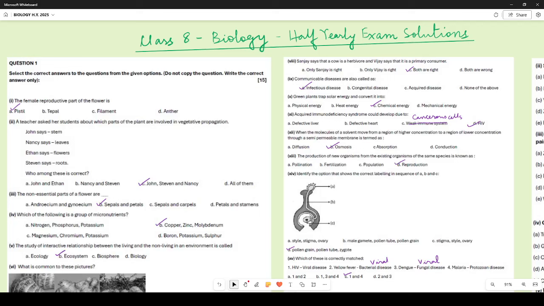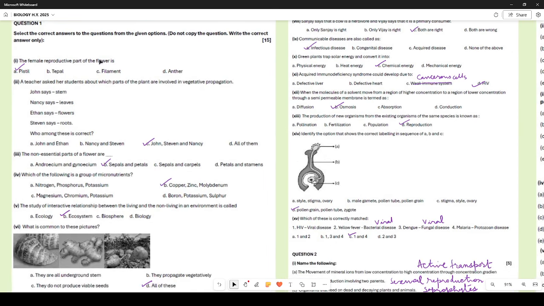Hello everyone, let us check out the class 8 biology half yearly exam solutions. So let us start with the MCQs first. The female reproductive part of the flower is pistil.